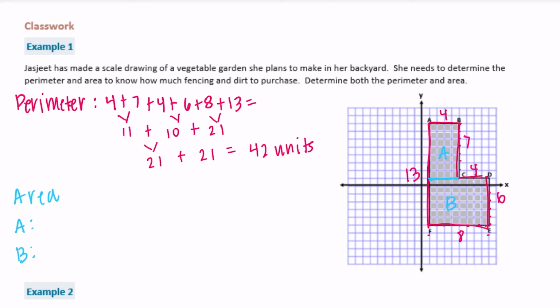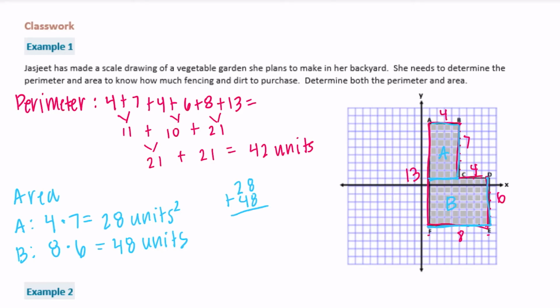So to find the area of rectangle A, base times height, it's 7 by 4, which would be equal to 28 units squared. And then rectangle B is 8 by 6, which would be equal to 48 units squared. And if I want to know the total of those two together, I'm going to add them together. So 28 plus 48 is equal to 2 plus 4 is 6, plus 1 is 7, so 76 units squared.